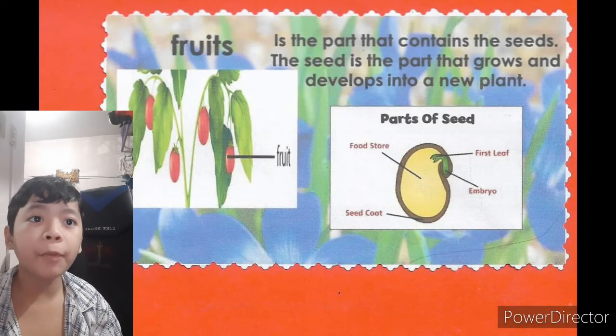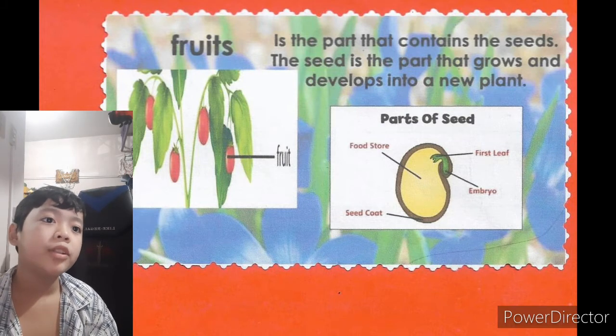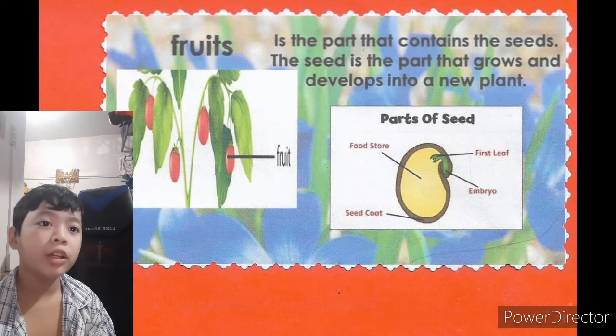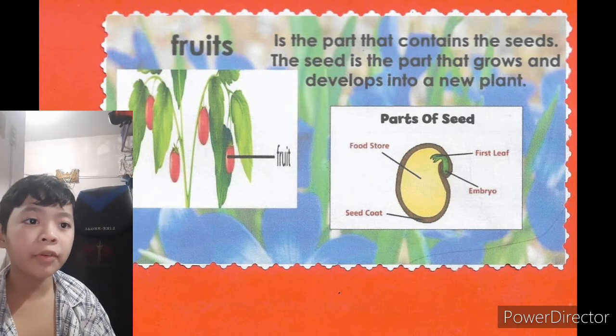Fruit is the part that contains the seed. The seed is the part that grows and develops into a new plant. Parts of a seed: food store, first leaf, embryo, seed coat.